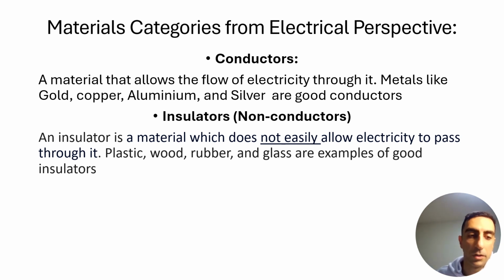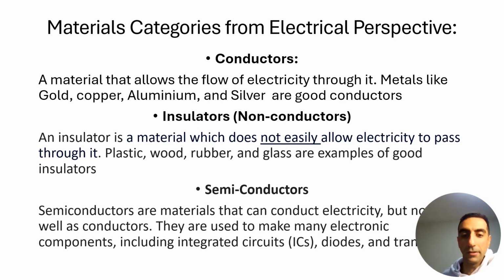Just stay with me and I will walk you through all those concepts. If I were to mention some insulators, I would say plastic, wood, rubber, glass. They're all examples of good insulators. And my favorite one is semiconductors. Semiconductors are neither conductors nor insulators. They're partially conductors. You might think, why do we need partial conductors? We either want the electricity to completely pass or we don't want it to pass.